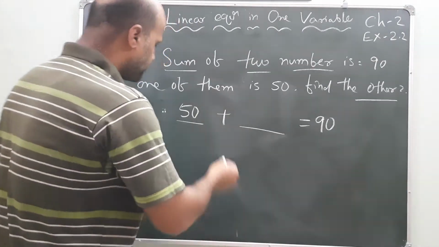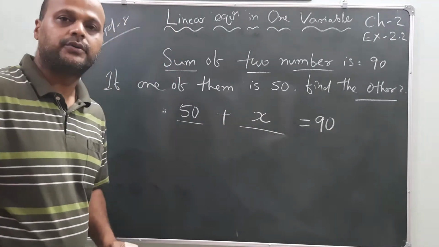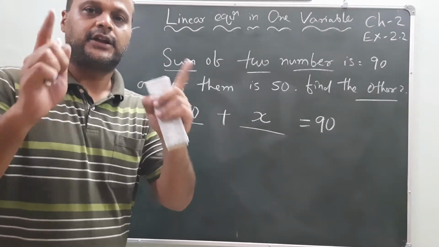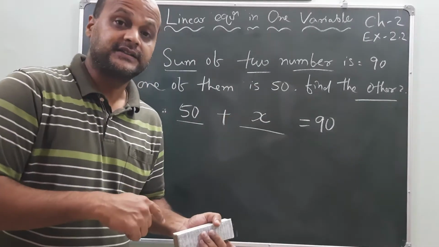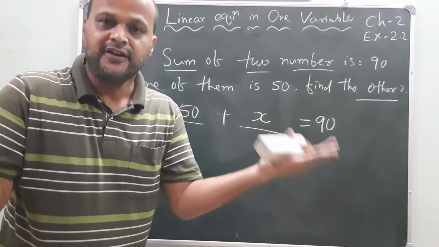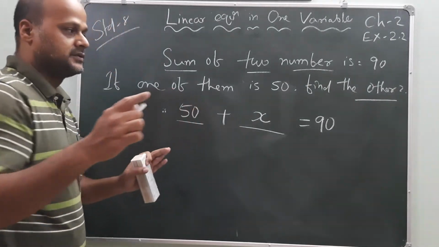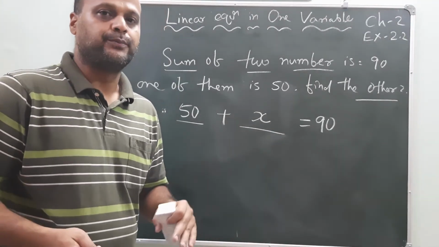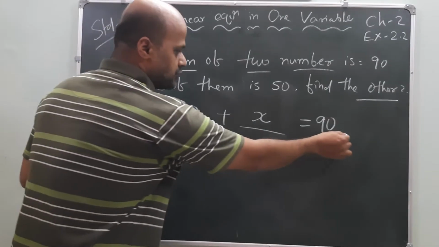So let the second number be X. Then how will you find the value of X? There are two processes, as I told you in the previous classes: either the shifting process or the balancing process. Whichever is easy for you, you can solve by that. In this case, it is easy to go for the shifting process. Now the equation is what?